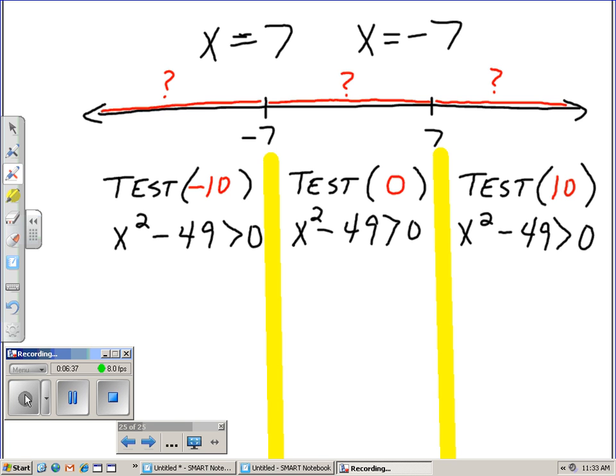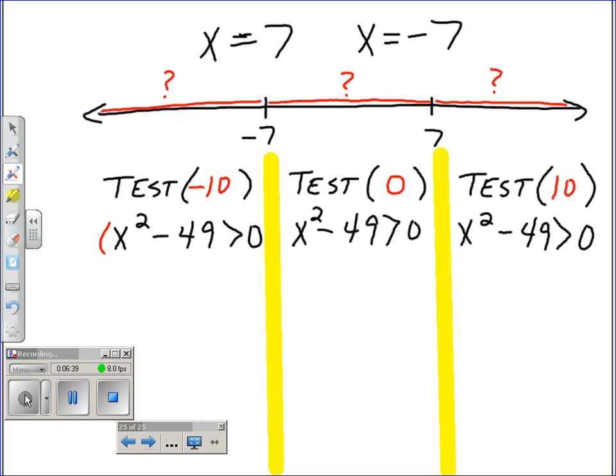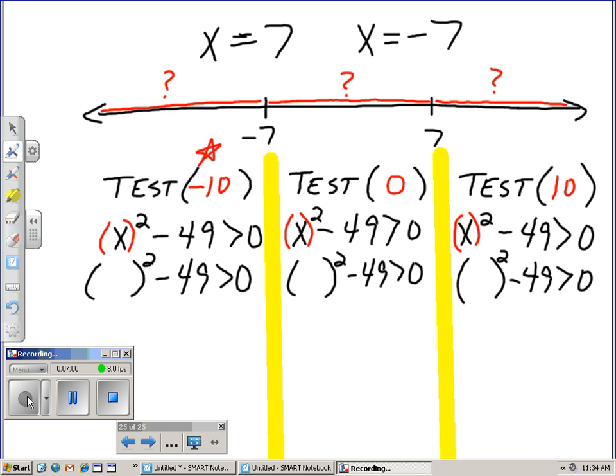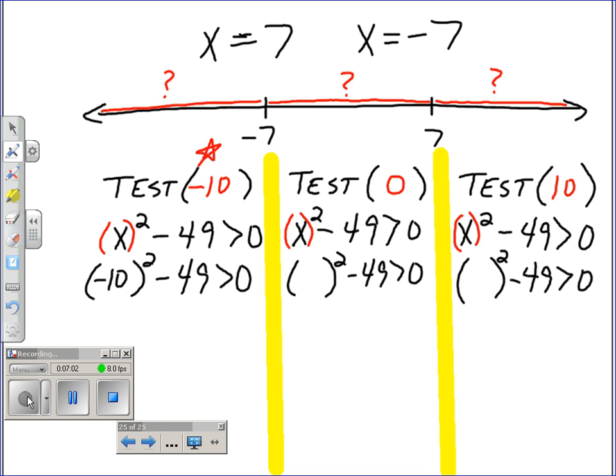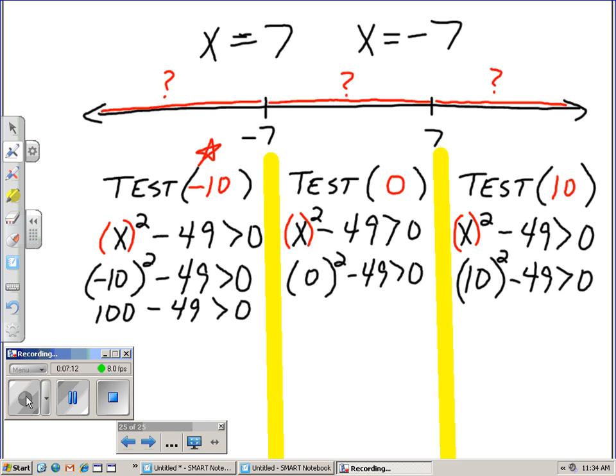The first thing I recommend before you start plugging numbers in is to put parentheses around your variable before you put the number in, especially with negative numbers. When you plug negative numbers in for x, that negative, when you square it, tends to cause trouble if you don't use parentheses. So I'm going to take out the x and plug in -10. In the middle, I'm going to take out the x and plug in a 0. And on the right, I'm going to take out the x and plug in a 10. And now we just do a little math.